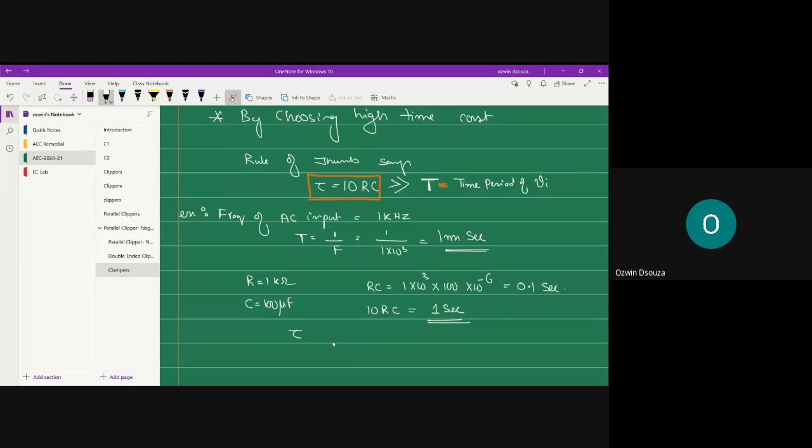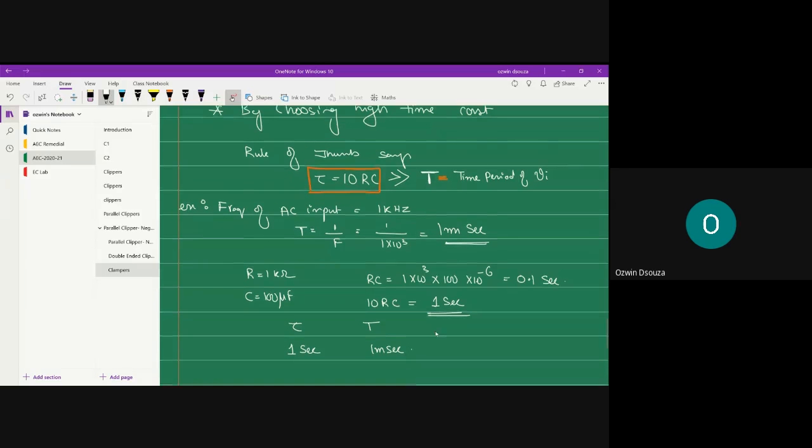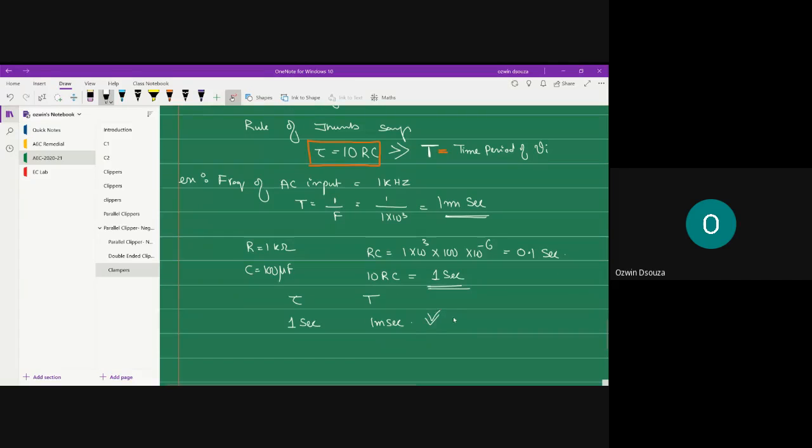Now you do the comparison. Tau you compare with capital T. You got tau as 1 second, and this tau you need to compare with the time period, which is just 1 millisecond. 1 millisecond is basically 1,000th of a second. So you can say that the condition is satisfied, because this tau is way higher than the time period of the input waveform. This is what is required for your clamper operation.